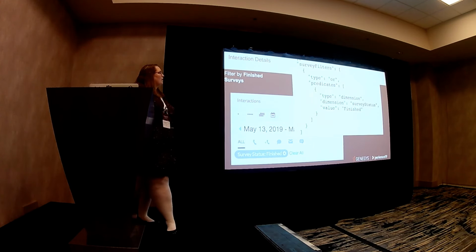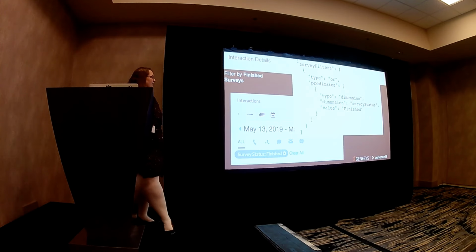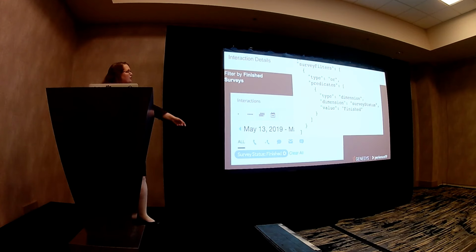We can also do web survey filters for anyone who uses web survey. So I can say I only want interactions where there is a finished survey, because I want to go and look at those and see how we were scored. So we send in a survey filters object with the survey status dimension and the value of finished. And that's going to narrow down my list.